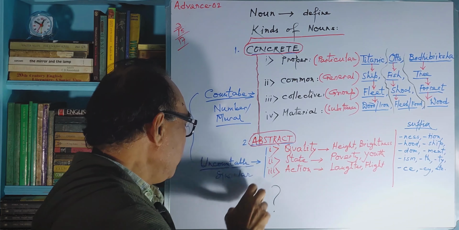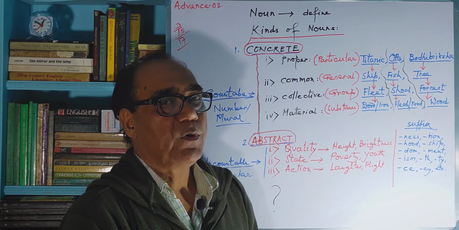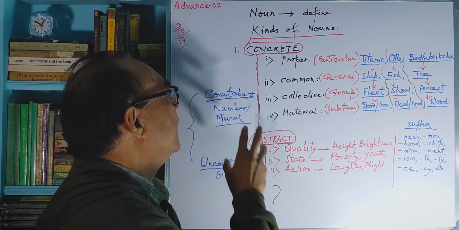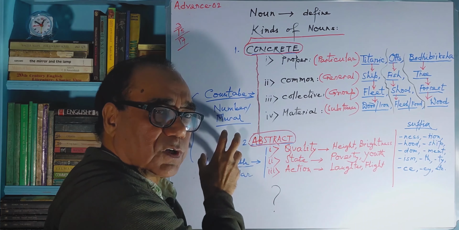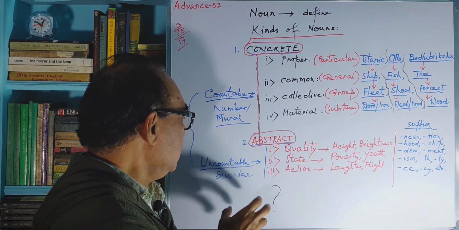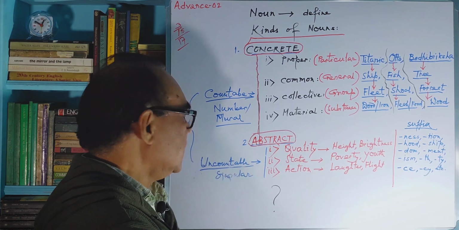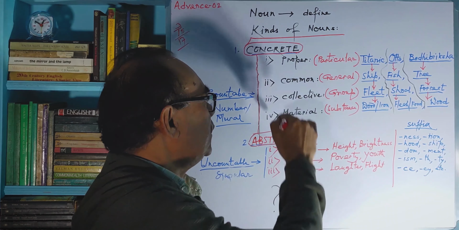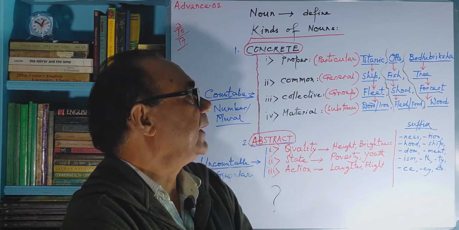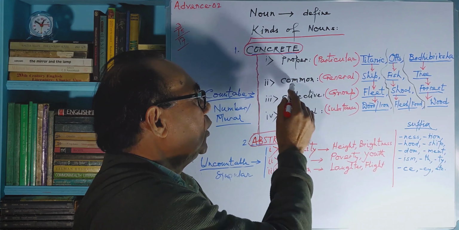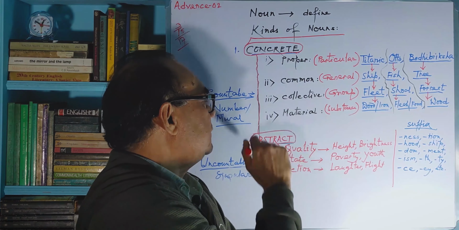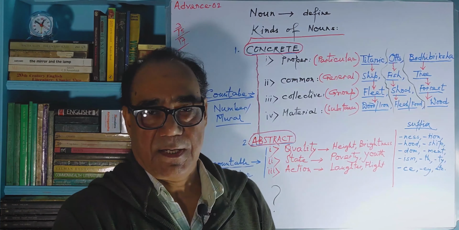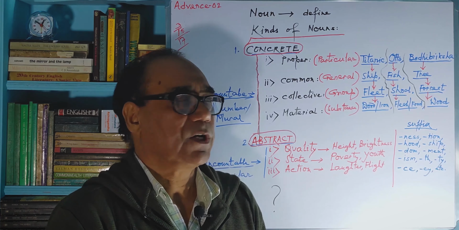Whereas abstract noun is normally uncountable noun. You cannot count justice, for example. So this is the way concrete noun is countable noun, and abstract noun is uncountable noun. There are four types of concrete nouns. They are proper noun, common noun, collective noun, and material noun. I exemplify them so that it becomes very easy to understand.